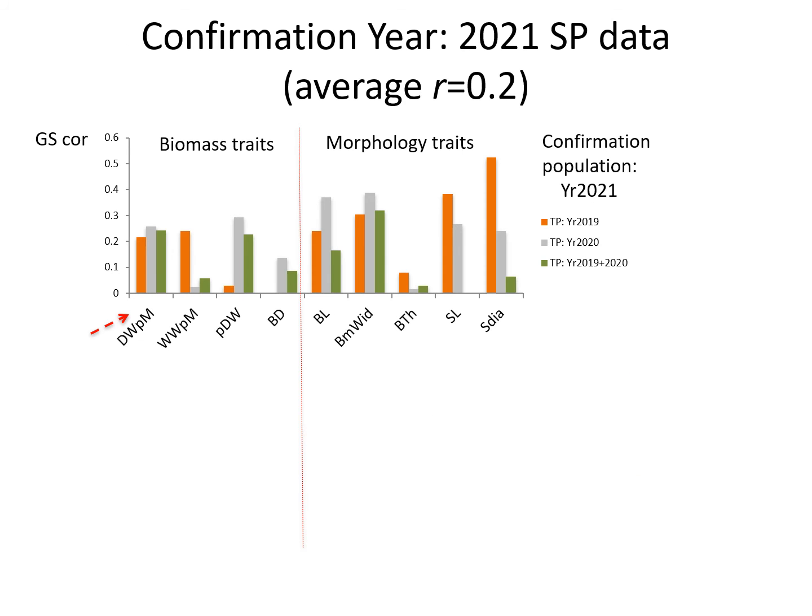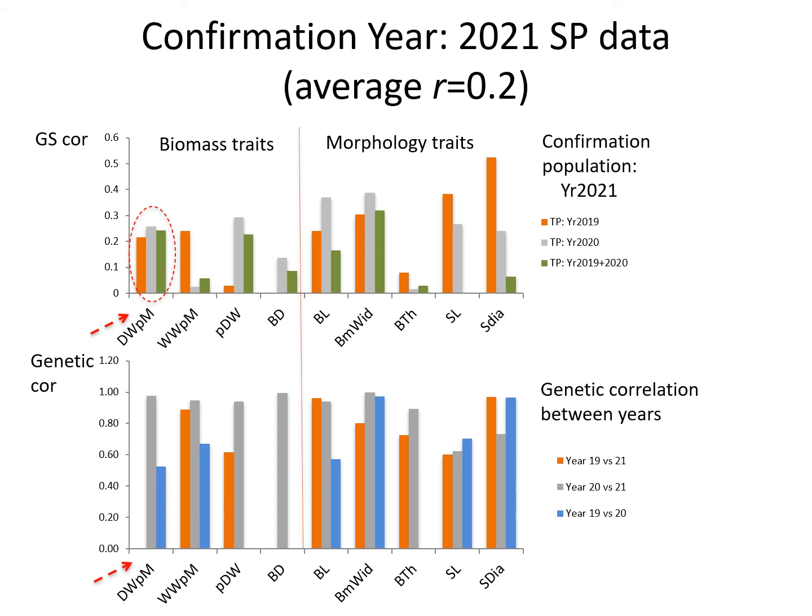We then added 2021 data as confirmation set. On this figure, x-axis represents different traits. Y-axis is the GS accuracy. Different colors represent training data sets from a different year or years combination. Again, the GS accuracy varies. And for the first trait, dry weight per meter, is around 0.2. It's still on the lower side, but that still falls within the range of GS accuracy predicting between environments for yield in row crops. Many factors affect GS accuracy, and we assessed the trait genetic correlation between years. We do see variation for the same trait from one year to another.